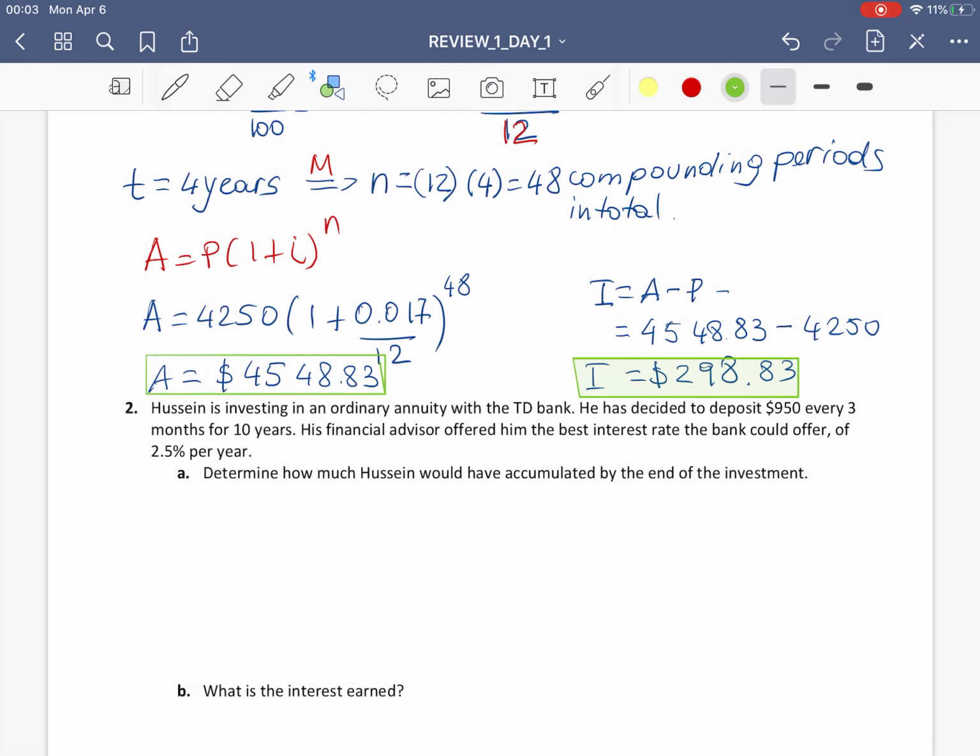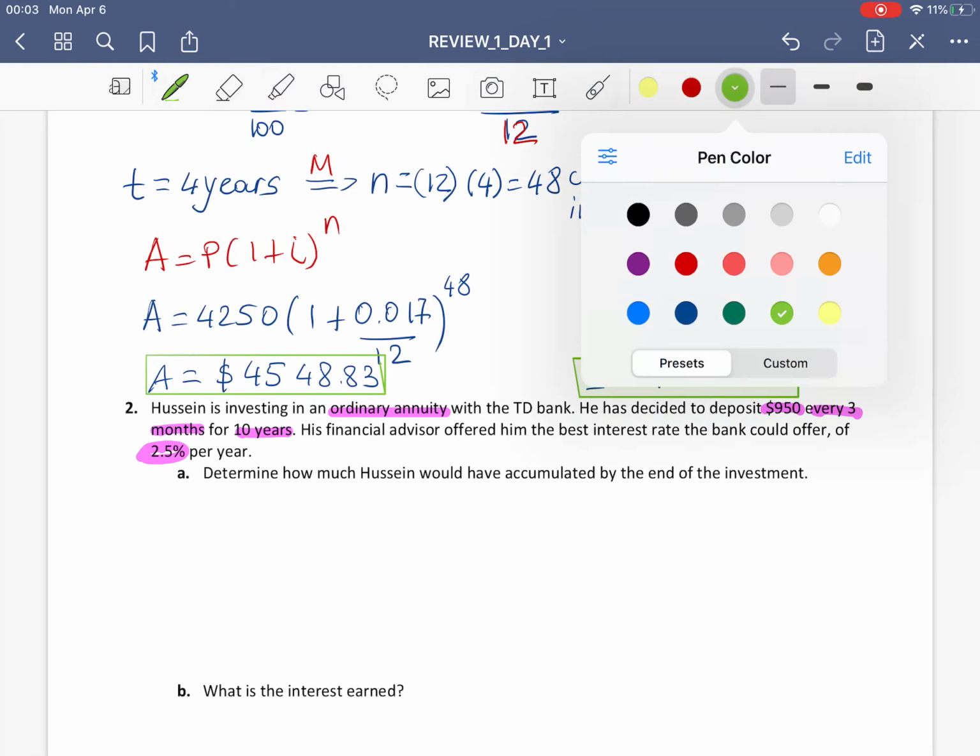We have Hussein this time investing in an ordinary annuity at TD Bank. So I'm very happy they're being very straightforward here, saying that this is an ordinary annuity. So we're going to use an ordinary annuity formula. He has deposited $950 every 3 months, and that happened for 10 years in a row. And the financial advisor offered him the best interest rate that the bank could offer, and that was 2.5% per year. So we have to find out how much Hussein would be able to accumulate by the end of the investment.